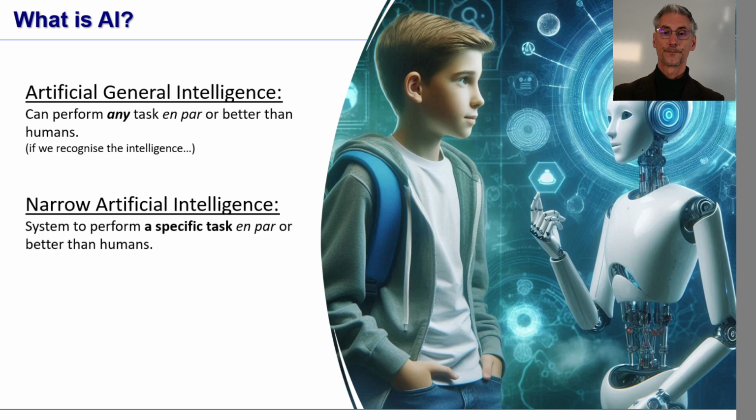Anyway, let's get started. What is AI? Generally, we distinguish between artificial general intelligence that can perform any task on par or better than humans can do, if we do recognize this artificial intelligence as an intelligence, which is by no means certain, but this brings us more into the philosophical area. What we mainly talk about is narrow artificial intelligence, and here we mean a system that is able to perform a specific task on par or better than humans, and this is what we see in many applications, not only material science, but in many application areas.